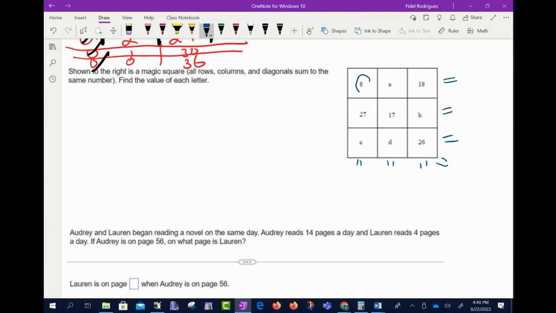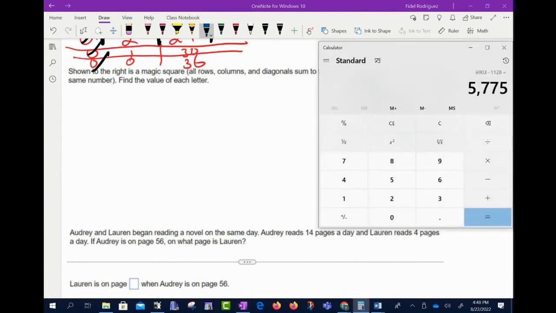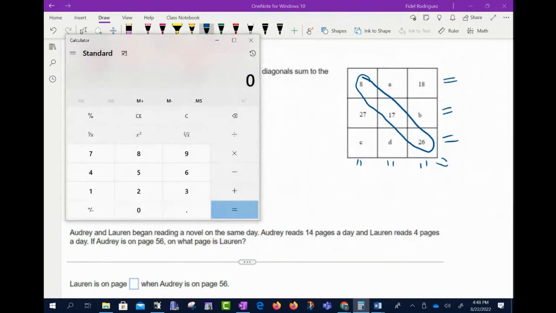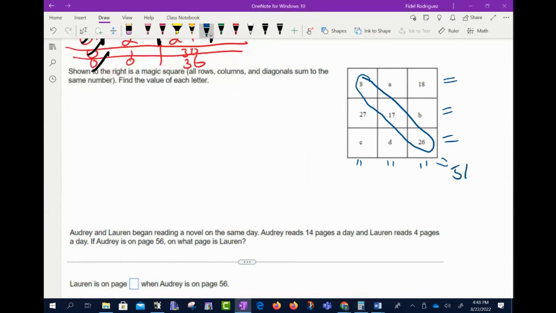So first thing I notice is if I go along the diagonal, I got all three of those numbers. So let me take my calculator here, and let's see if we can add them up. So 8 plus 17 plus 26, okay? That's going to give me 51. So all these things, whether I add up and down, left and right, doesn't really matter. Always going to add up to 51. Okay, so let's do this. 51, 51, 51, 51, 51, 51, so on and so forth, okay?